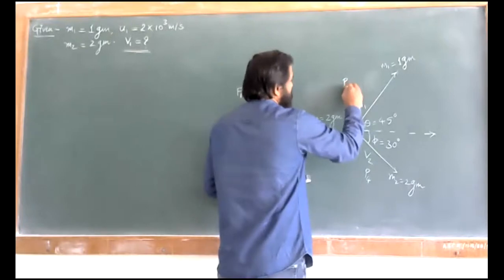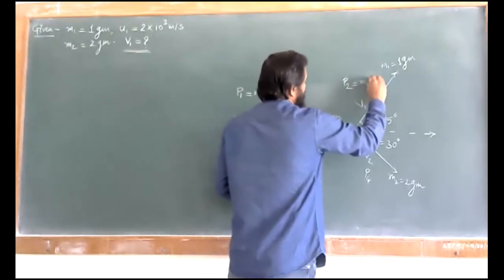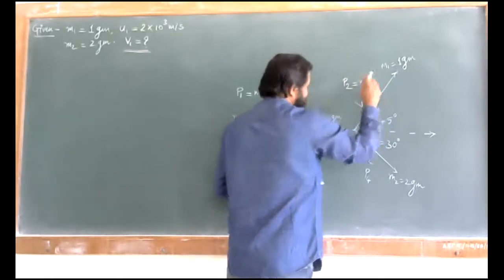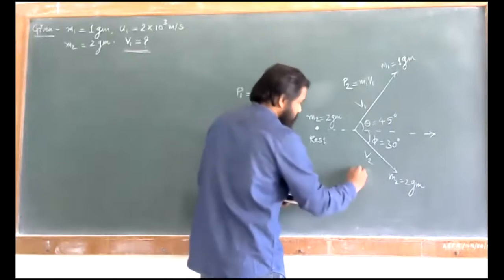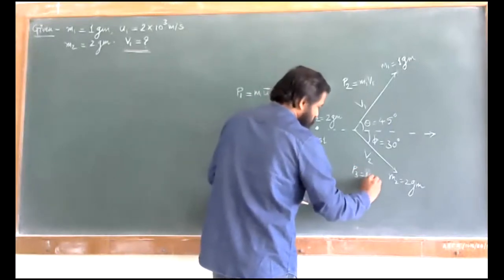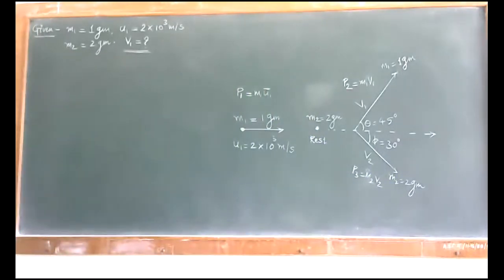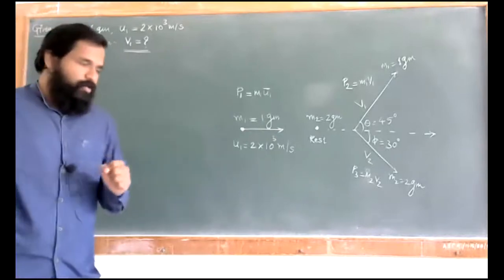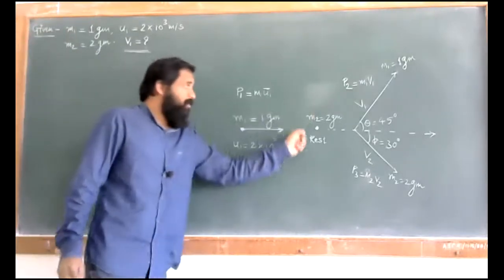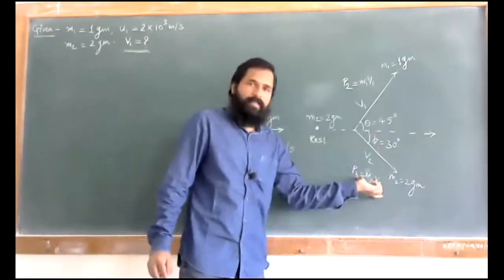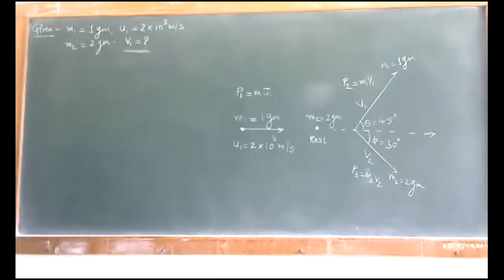Let us say this momentum P2 is equal to M1 into V1, and P3 is equal to M2 into V2. Now we have to apply the law of conservation of momentum. So just say this is P1, this is P2 and this is P3. Have a look at this and let us apply the law of conservation of momentum.